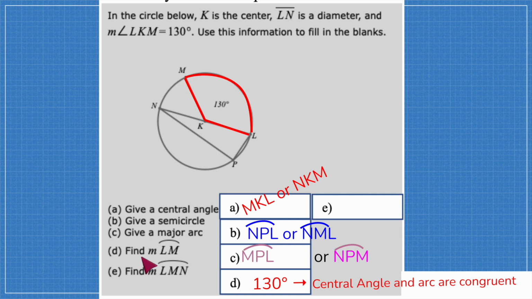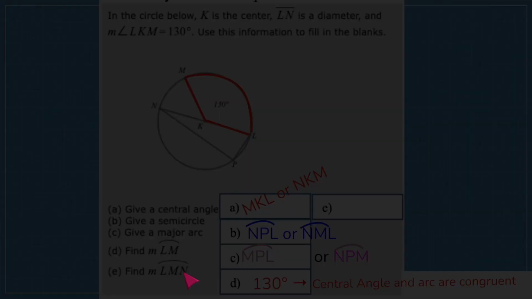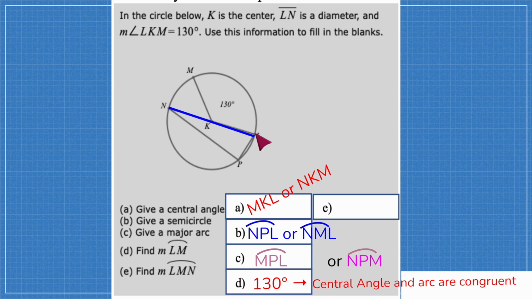All right, the last one here is arc LMN. So LMN, well, that's a semicircle, right? That's created by this diameter that we can see. And remember, that was one of the notes we wrote. A semicircle is equal to 180 degrees. So once I know that it's on a diameter, it is a semicircle, it's a 180 degree arc.